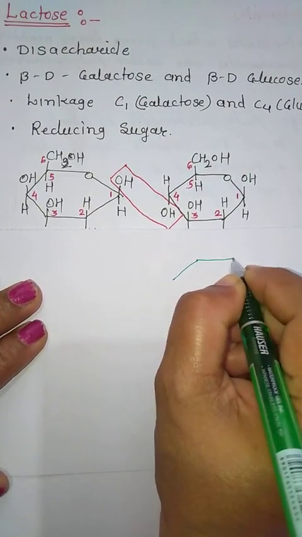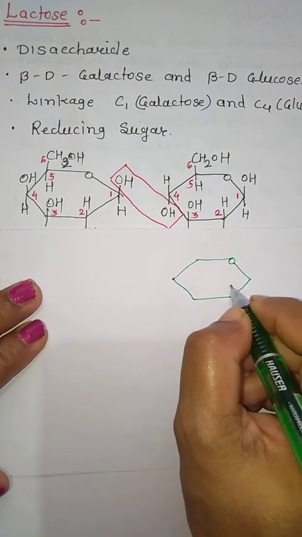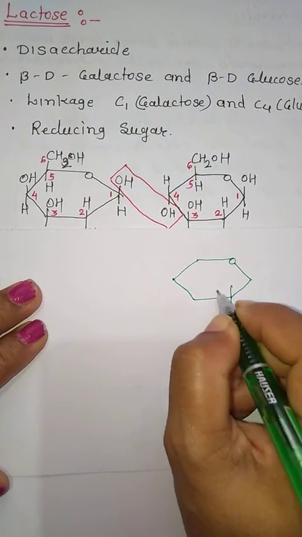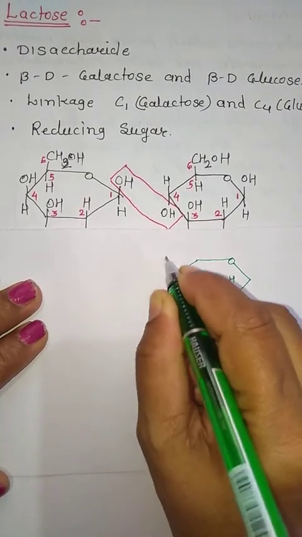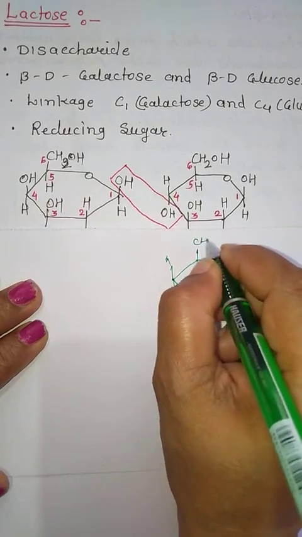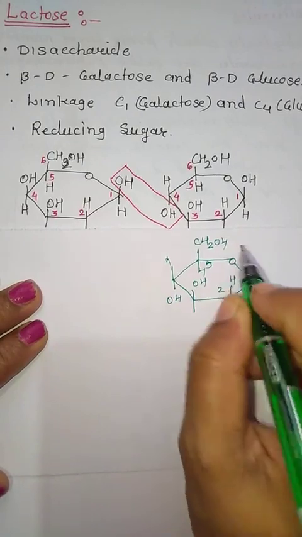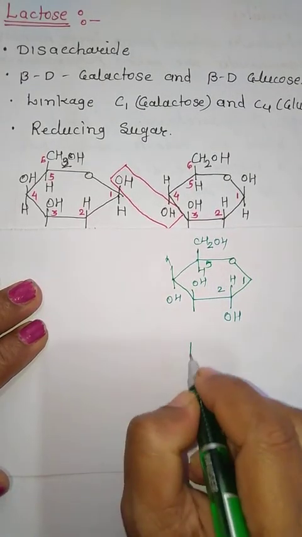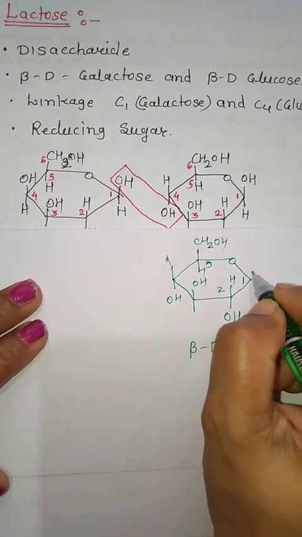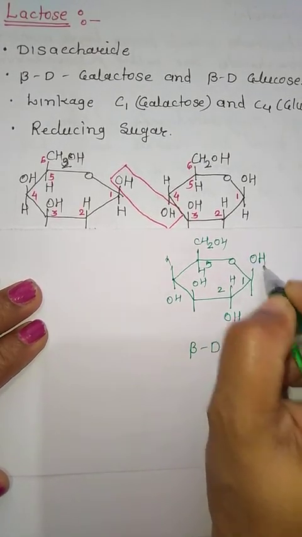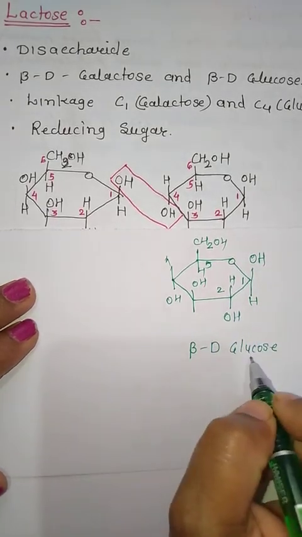Now just now we have drawn the structure of glucose, so I will make the structure of glucose. First of all I will draw the second carbon, this is the third carbon, this is the fourth carbon, and this is the fifth and sixth carbon. This is 1 and 5 linkage. ठीक है, now you know that this is beta D glucose. Now because it is beta D glucose, here OH will be on the upper side. तो ये हो गया बीटा डी ग्लूकोज.